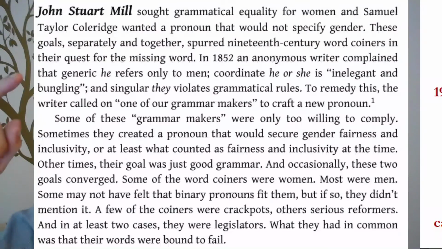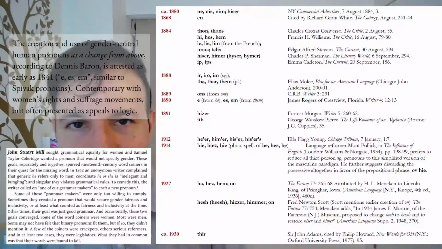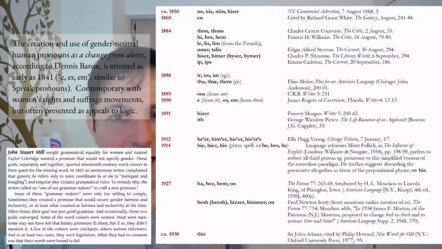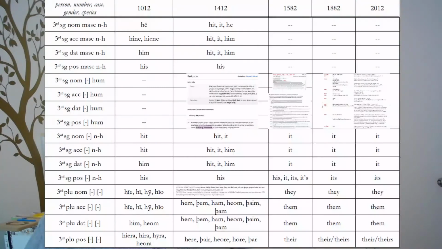Coordinate he or she is inelegant and bundling, right, saying if he or she should wish to, and singular they would violate grammatical rules. To remedy this, the writer called on one of our grammar makers to craft a new pronoun. This is not a new conversation. This is a conversation that goes back a long time, and that, my friends, is only for changes from above. But pronouns change naturally from below.